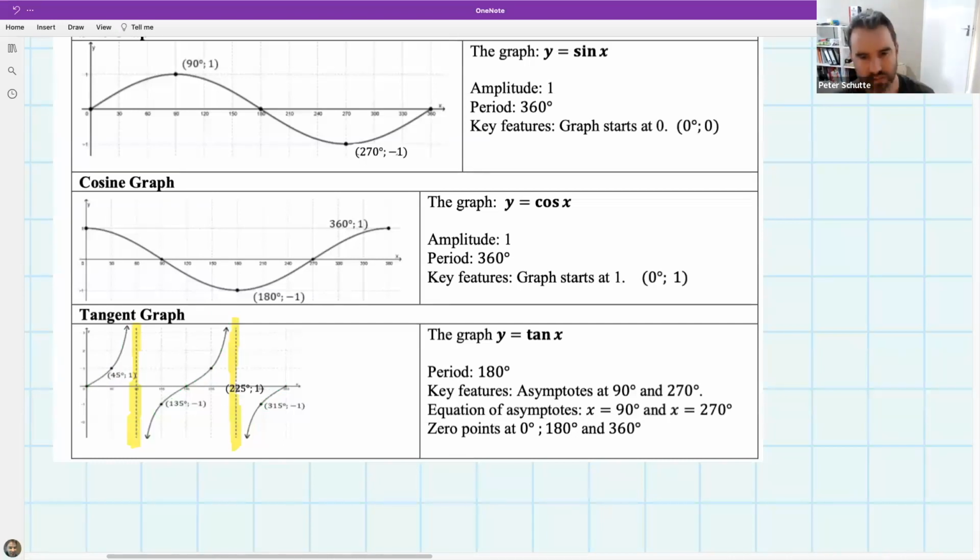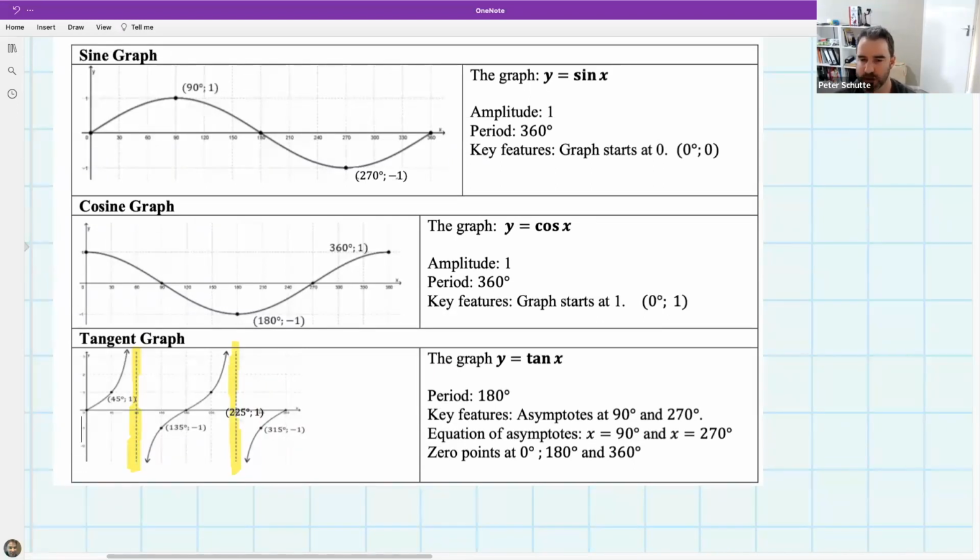What else is different about the tan graph when compared to the sine and cos graph? Who can tell me in the chat? What's different about this tan graph compared to the sine and cos graph? Okay, yes. Tabiso, you've nailed it. The period is 180, whereas the period in the sine and cos graph is 360.